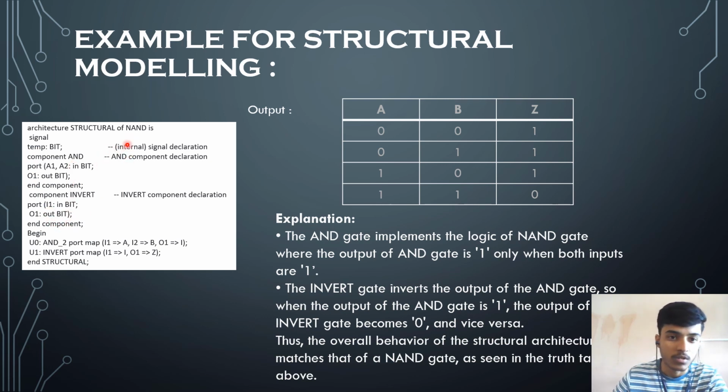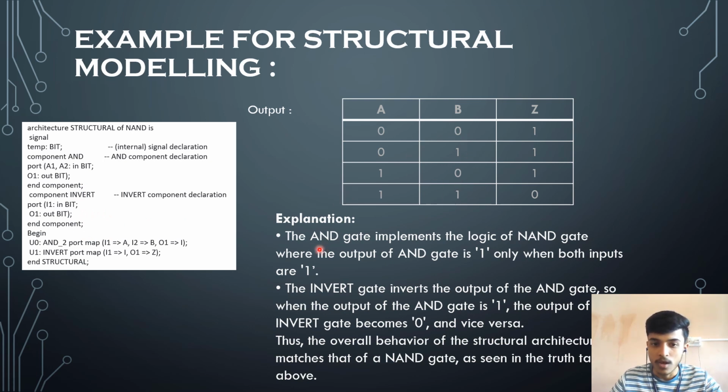What I am doing here is performing the NAND operation on A and B. I am first declaring an AND gate with the ports and components of A and B, and then I am declaring another one, an inverter, which is nothing but the NOT gate. So if I perform the AND operation structurally and invert the output of the AND gate, then I will get the NAND gate.